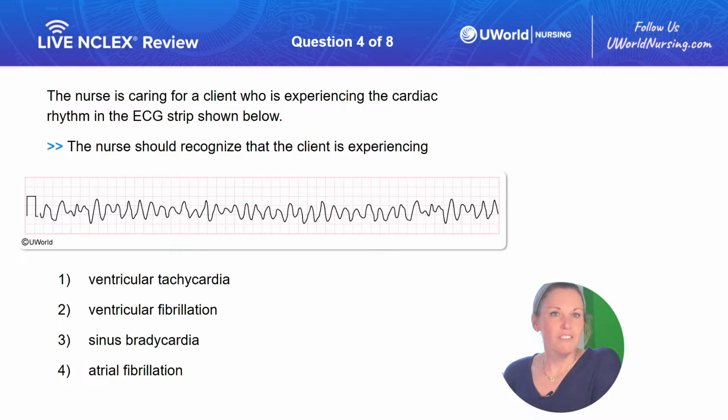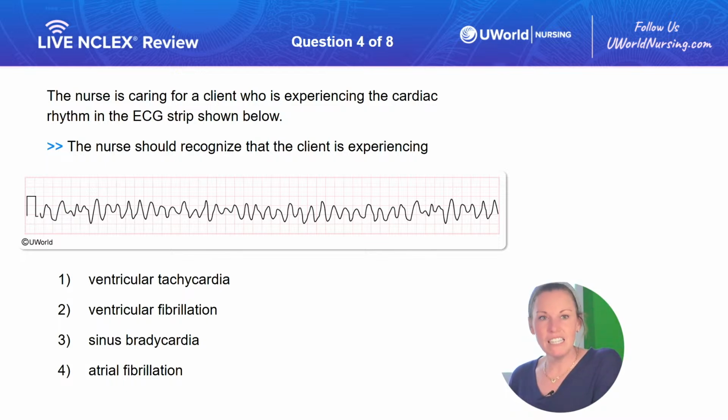The nurse is caring for a client who's experiencing the cardiac rhythm in the ECG strip shown below. The nurse should recognize that the client is experiencing option 1, ventricular tachycardia, option 2, ventricular fibrillation, option 3, sinus bradycardia, option 4, atrial fibrillation.